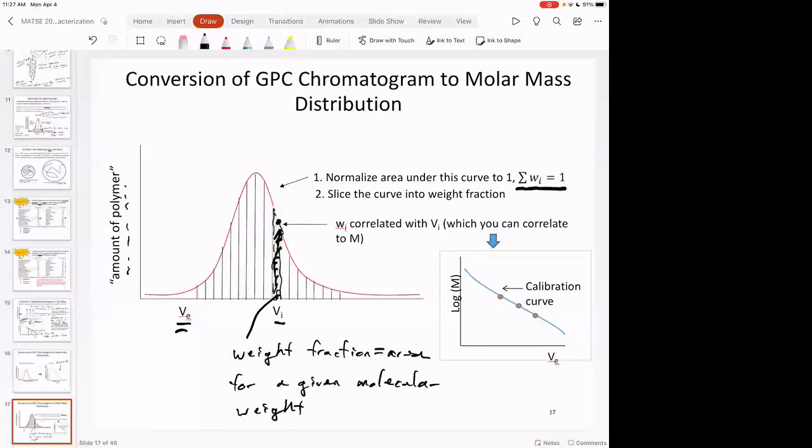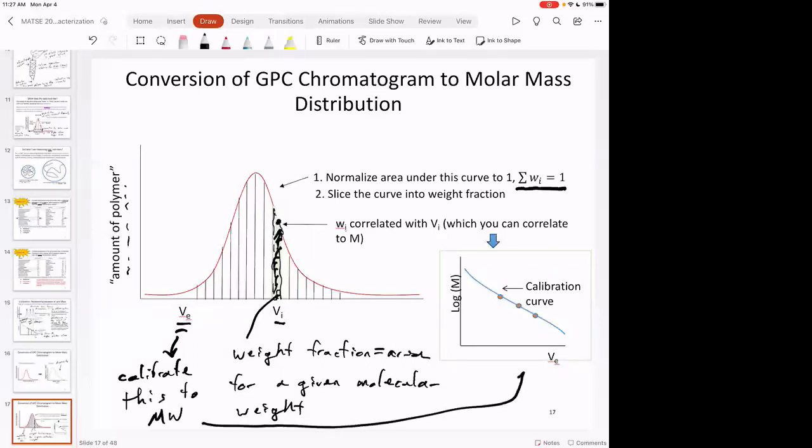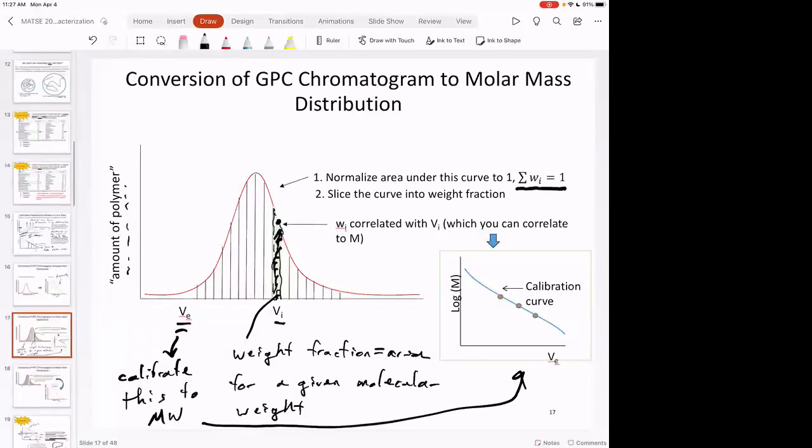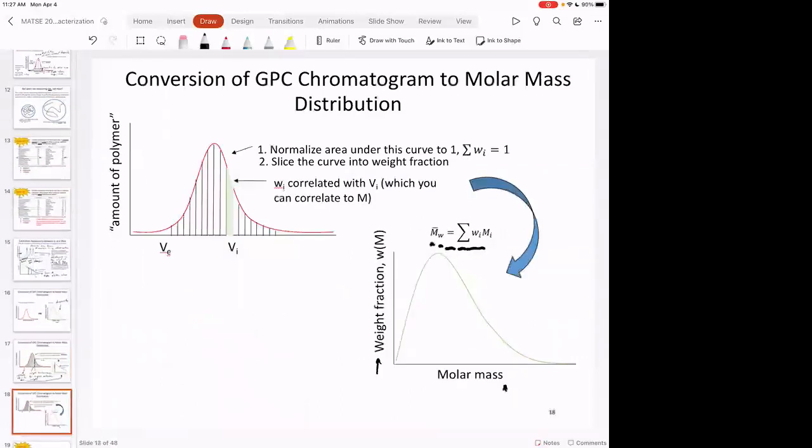Because we can connect VE, we can calibrate this to molecular weight, right? Like that. Okay, so even though it looks like we go from a Gaussian curve right here to something that's not quite Gaussian right here, that's fine. The peak shapes will shift around a little bit. We don't even have something that's perfectly Gaussian here, because we probably don't have a Gaussian or a bell-shaped molecular weight distribution in the first place.